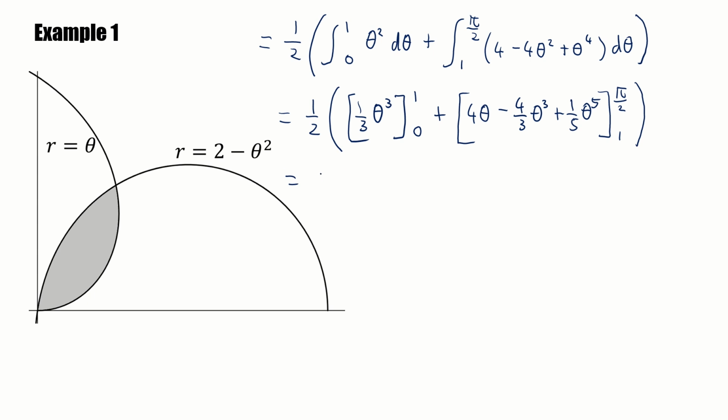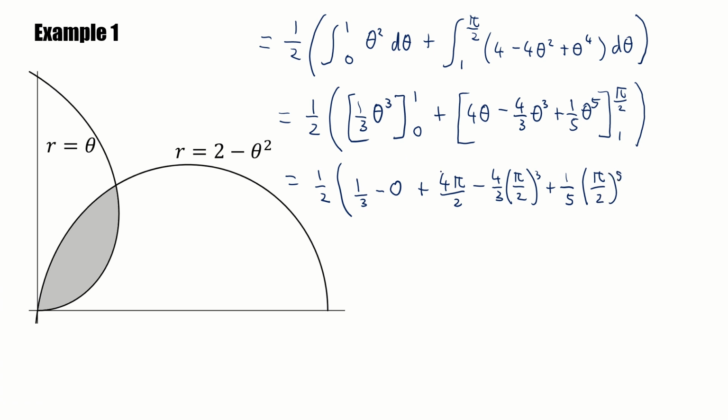Cool, and then we've got to plug our limits in. Of course, that first integral is very easy. It's just going to be 1 times 1/3, take away 0 to the power of 3 times 1/3, which is just 0. And then the other thing is not going to be quite so nice. We're going to have 4 lots of pi over 2. We're going to have 4 thirds lots of pi over 2 all cubed. And we're going to have 1/5 lots of pi over 2 all to the power of 5. And then we're going to have all that with 1 plugged in.